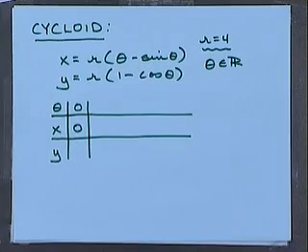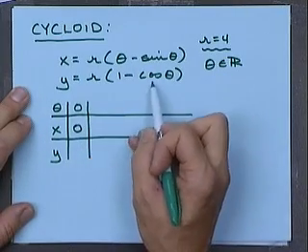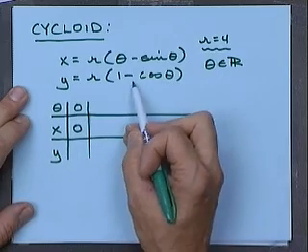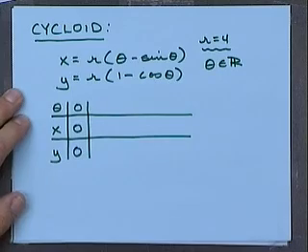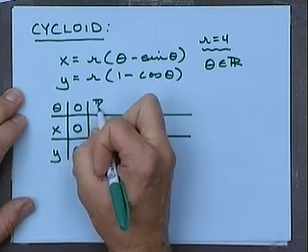We know what the starting point is. We're just validating it. If theta is 0, the cosine of theta, cosine of 0 is 1. 1 minus 1 is 0. 0 times that. So we know where it started. Starts at the origin.